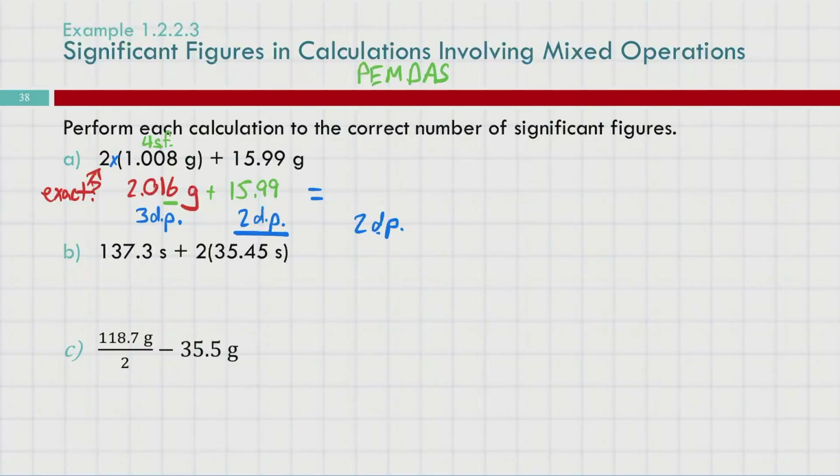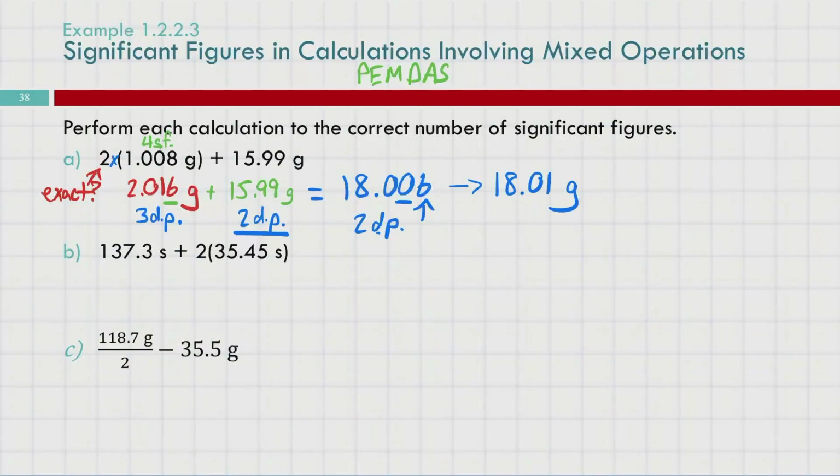2.016 plus 15.99. The number we get out, 18.006. We want to round it for 2 decimal places. So the second 0 is our second decimal place. We look at the 6, we're going to round up. So this would be 18.01 grams, or g. We want to make sure that we're including our units when we have them. So that's assuming that the 2 is exact.